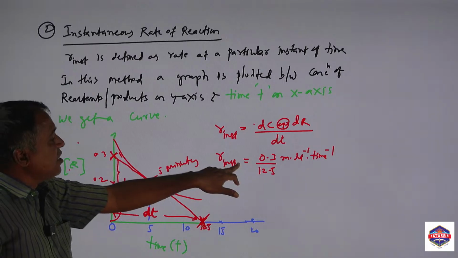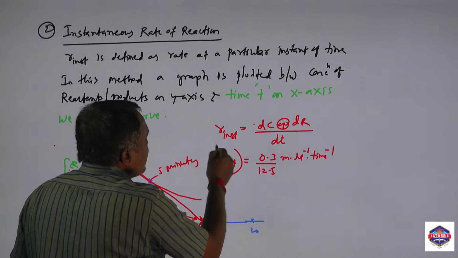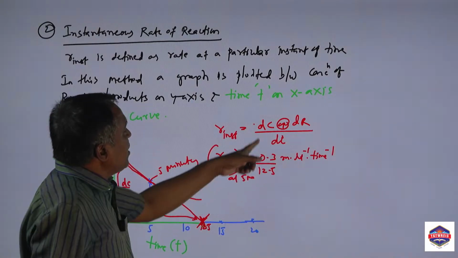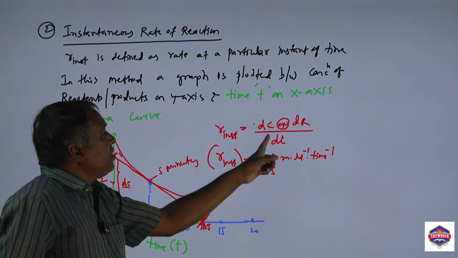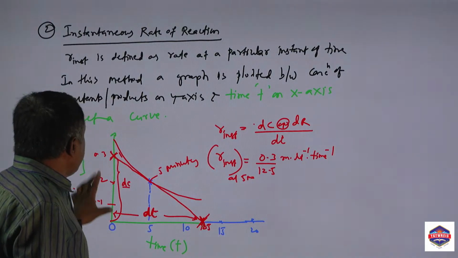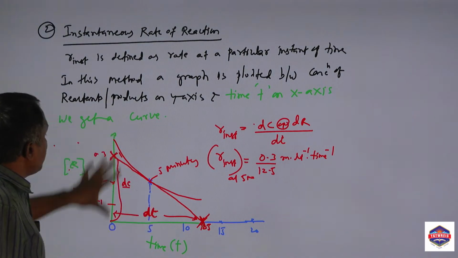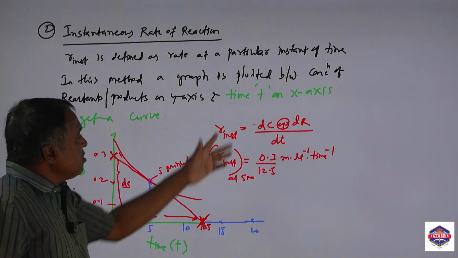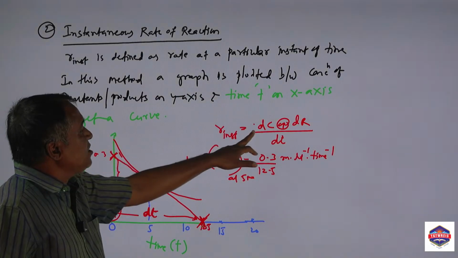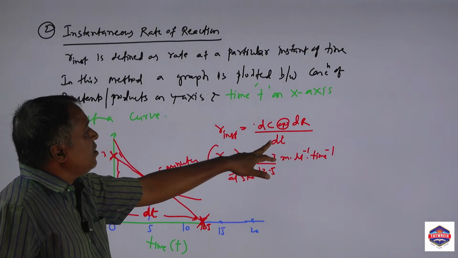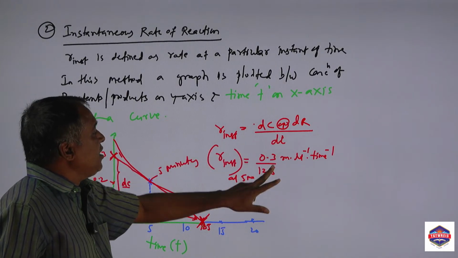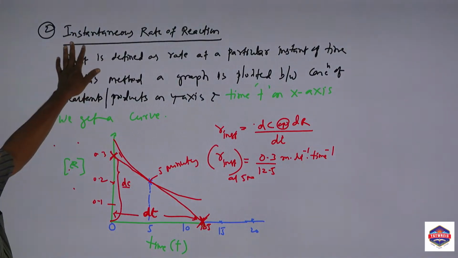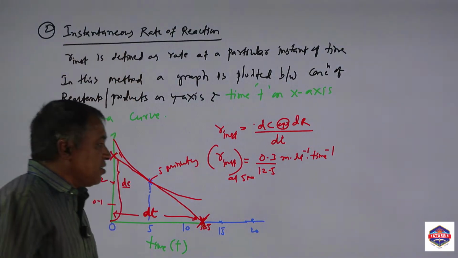This instantaneous rate is at 5 minutes. At 5 minutes, we can calculate dc by dt. dc is where the tangent line touches the y-axis, and dt is where it touches the x-axis. So, it is equal to the slope of the tangent. That is why dc by dt is 0.3 by 12.5. So, this is the way to calculate the instantaneous rate of the reaction.